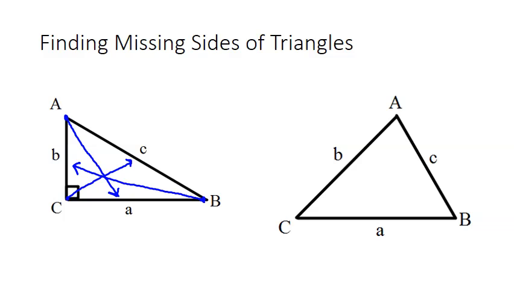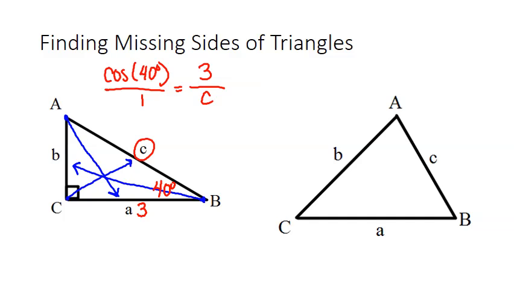And if we put values into this, so for example, if I label a as 3 and angle B as 40 degrees, I could easily ask you to solve for side c using your adjacent and hypotenuse ratio, so cosine. So we would say that the cosine of 40 degrees over 1 equals adjacent, which is 3, over the hypotenuse, which is c, which is what we're missing. We would cross multiply and get c times cosine of 40 degrees equals 3 times 1, or 3, dividing both sides by the cosine of 40 degrees.